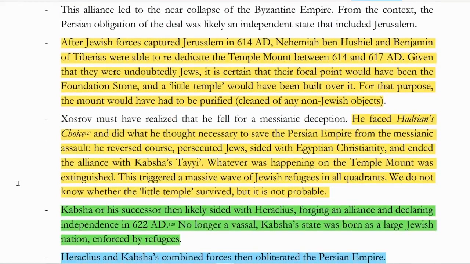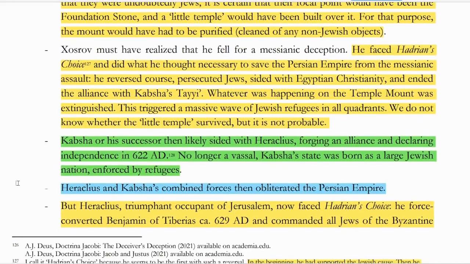After Jewish forces captured Jerusalem in 614 AD, Nehemiah ben Huziel and Benjamin of Tiberias were able to rededicate the Temple Mount between 614 and 617 AD. Given that they were undoubtedly Jews, it's certain that their focal point would have been the foundation stone, and a little temple would have been built over it. For that purpose, the mount would have had to be purified, cleaned of any non-Jewish objects. Khosrow must have realized that he fell for a messianic deception.